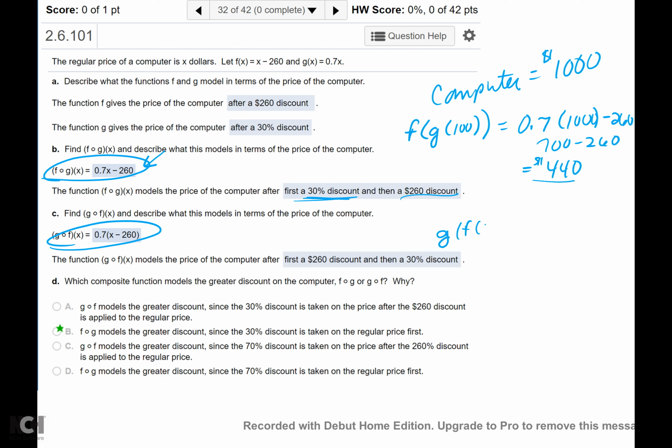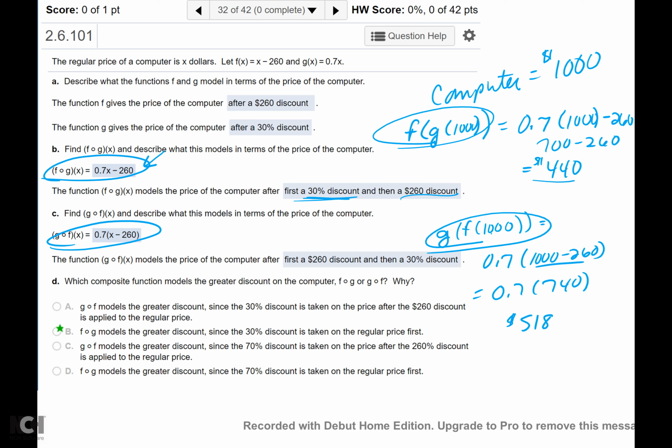What if I do g of f of 1,000? Well, then I would do the f function first, so I would have 1,000 minus 260, because I'd first take the 260 off, which gives me 740, and then only pay 70% of that, so times 0.7, I get $518. So which one is the better deal, f of g of x or g of f of x? Well, with this one you're going to pay a lot less, so f of g models the greater discount. All right?